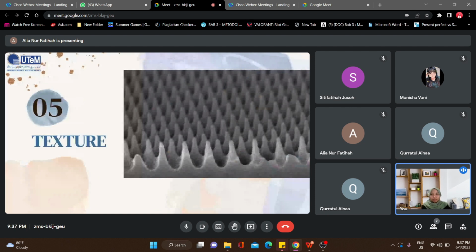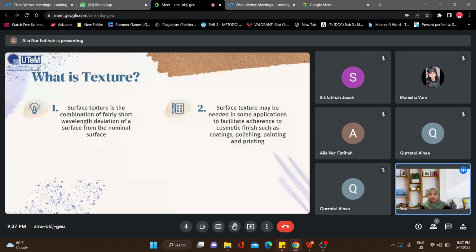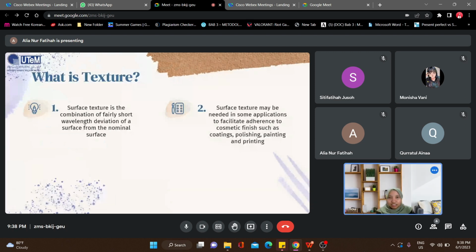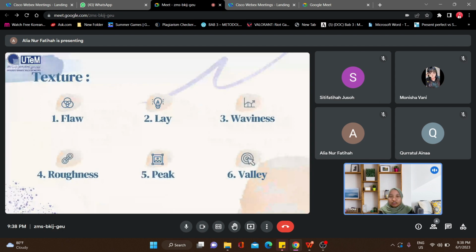I'm going to talk about texture. What is texture? First, surface texture is the combination of fairly short wavelength deviations of a surface from the dominant surface. Second, surface texture may be needed in some applications to facilitate adherence to a cosmetic finish such as coating, polishing, painting, and printing.